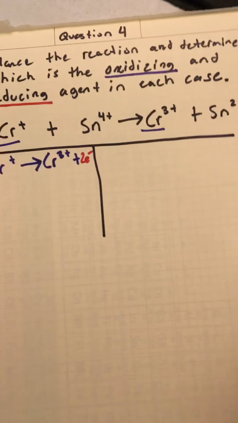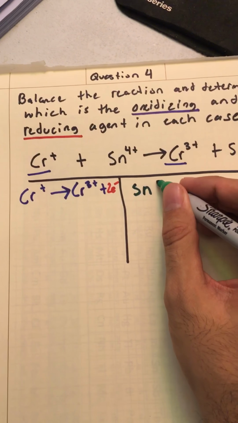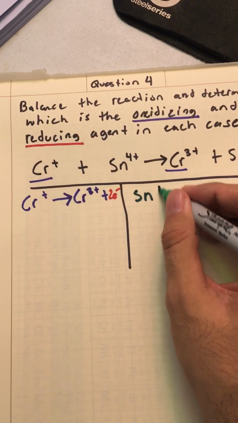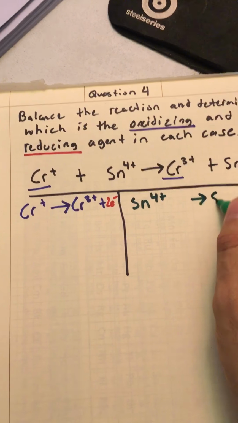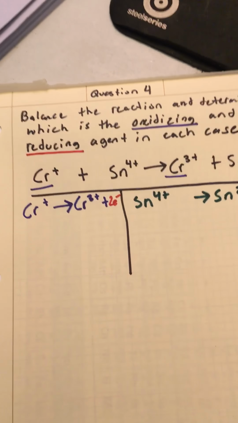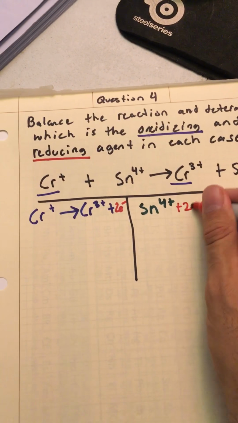In the case of tin, to get from Sn⁴⁺ to Sn²⁺, we need to add 2 electrons to the Sn⁴⁺.